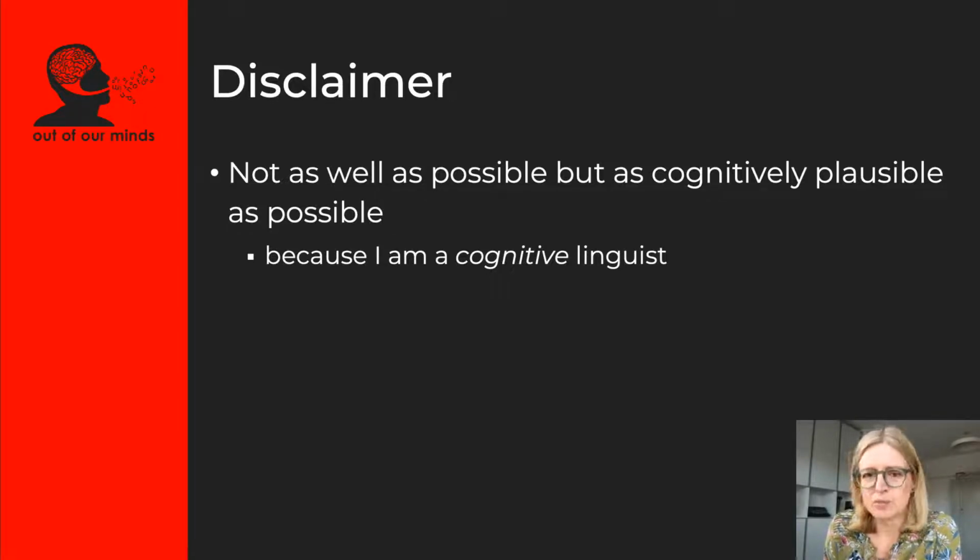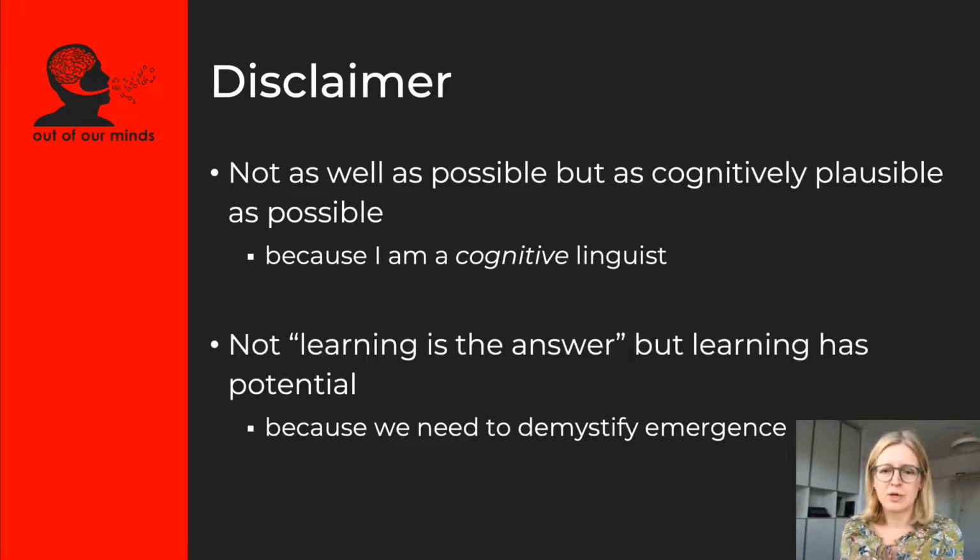When I use computational models, I'm not aiming to do things as well as is computationally possible. As a cognitive linguist, my interest is in doing things as cognitively plausible as possible. Linguists of different convictions may have different concerns, such as economy of description, for example, and those concerns are equally valid. I am also not trying to convert the world to learning, let alone trying to convince anyone that learning will solve all the problems of linguistics.